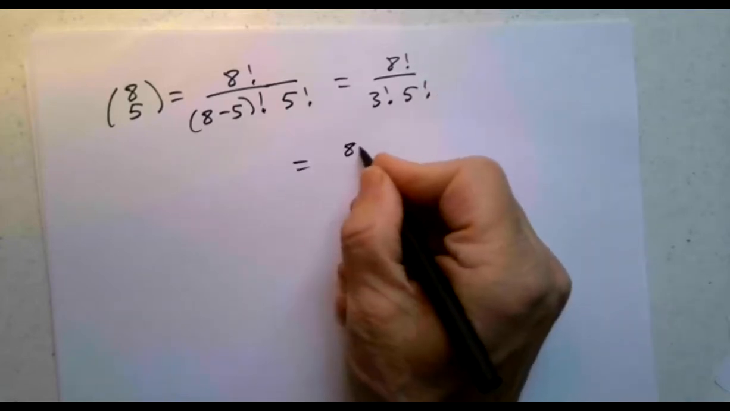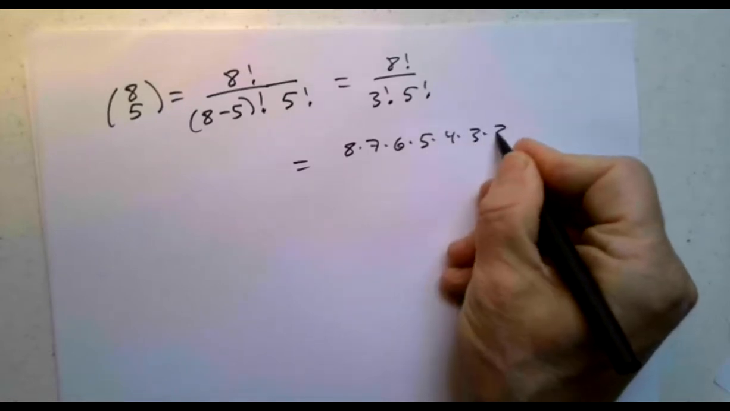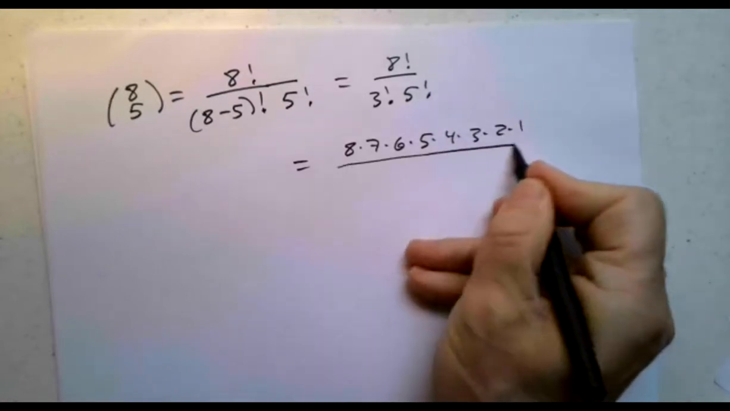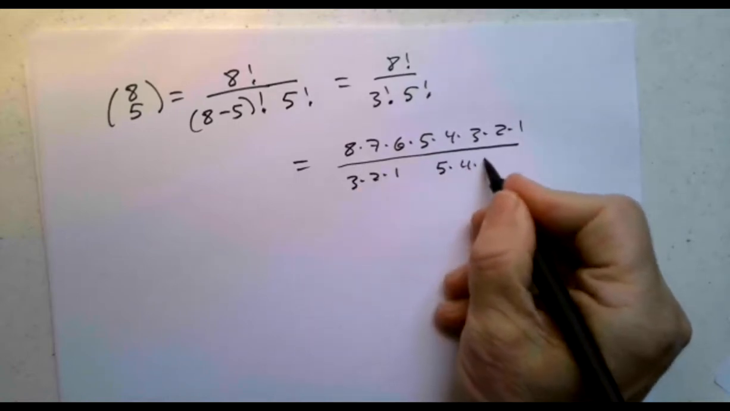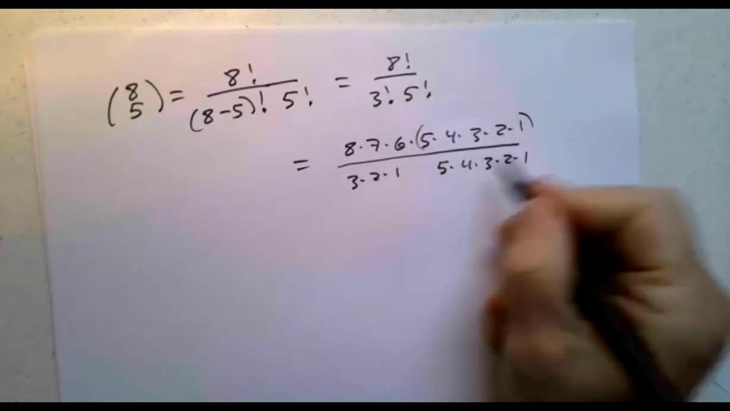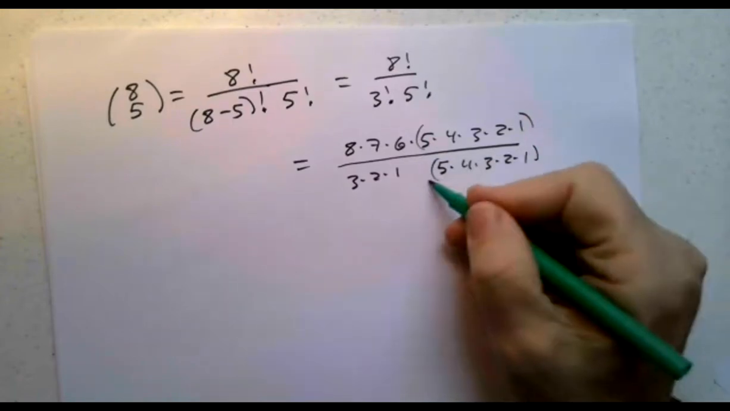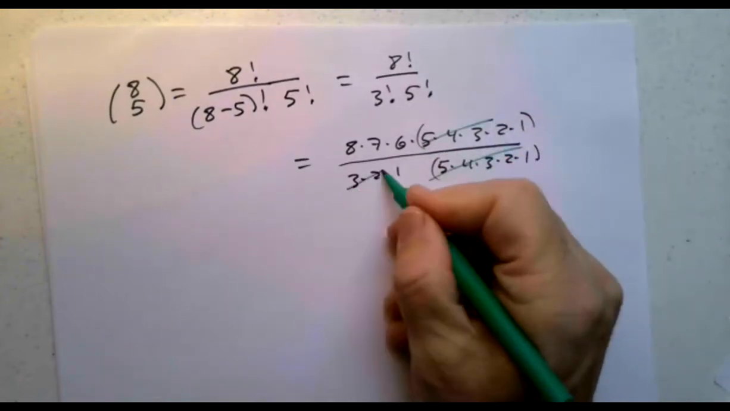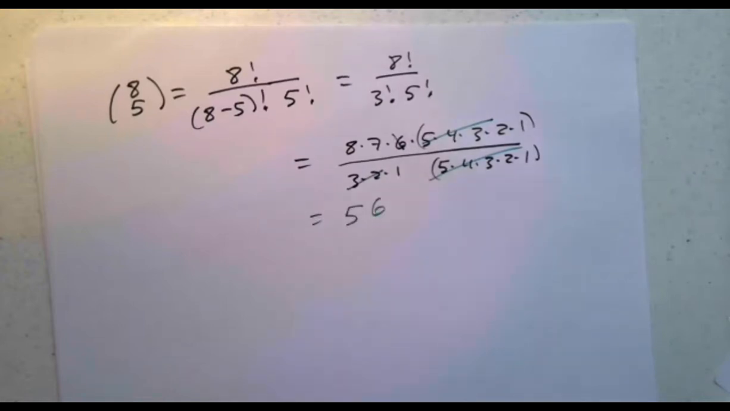8 factorial, 8, 7, 6, 5, 4, 3, 2, 1. 3 factorial is 3, 2, 1. 5 factorial, 5, 4, 3, 2, 1. So 5, 4, 3, 2, 1 goes away. 3 times 2 is 6. 6 is there, and my answer is 56, is 8 choose 5.